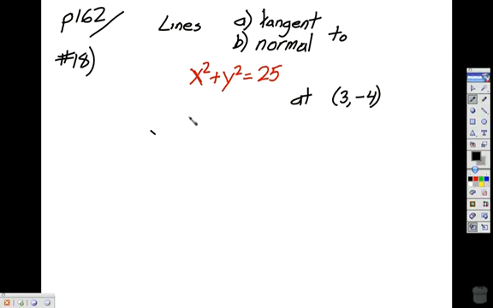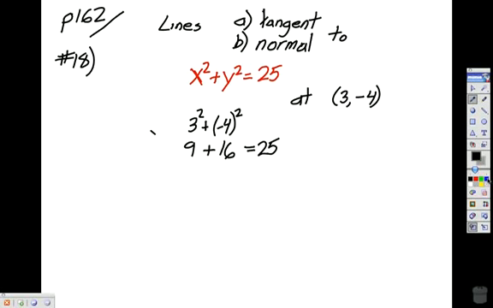If we put in x equals 3 and y equals -4, 3 squared is 9, and -4 squared, squaring the negative makes it positive, becomes positive 16. Add those together. Yes, we really do get 25, so we are okay. This point is on the graph.